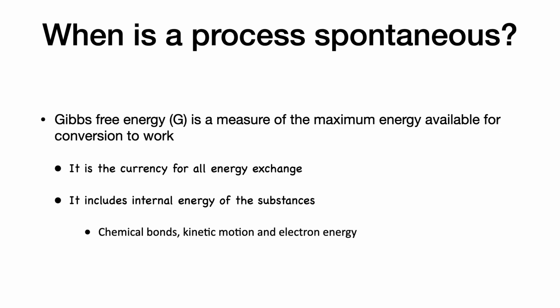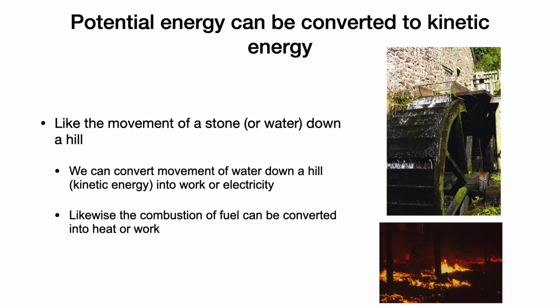So when is a process spontaneous? Gibbs free energy, or G, is the measure of the maximum energy available to convert for work in a system. It is the currency we use for all energy exchange. It includes the internal energy of the substances, including its chemical bonds, its kinetic motion, and its electron energy. It also includes the potential energy of a molecule, and that potential energy can be converted to kinetic energy. So what do we mean by that?